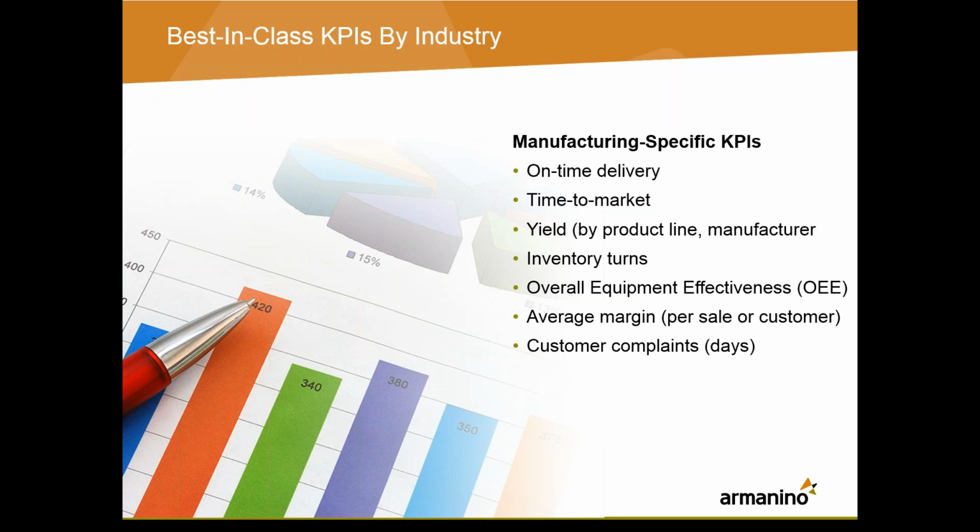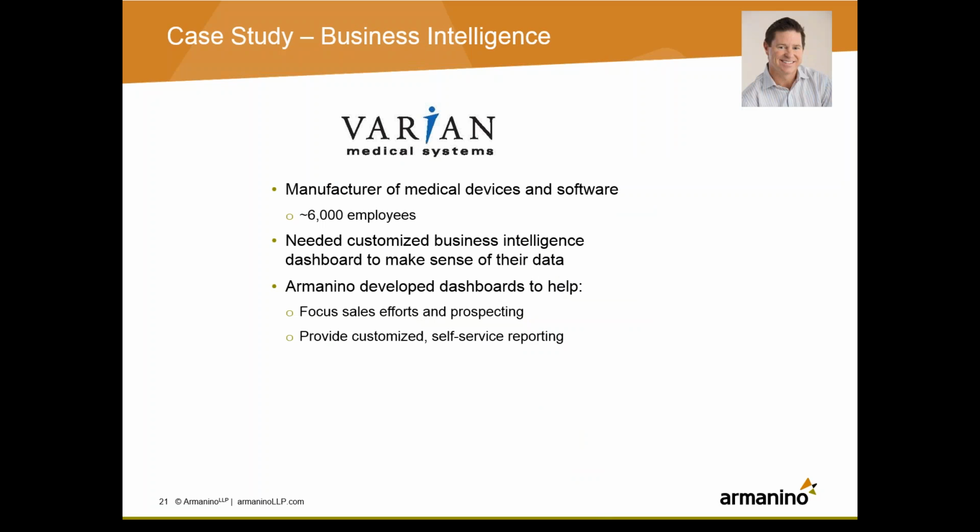Equipment effectiveness is a big one. Average margin per sale per customer, and then customer complaints. So the average number of days to close a customer complaint, including any corrective and preventative actions that accompany the claim. So we're seeing a lot of manufacturers build key KPI systems around these key industry metrics so that they can start moving from more of a historical reporting to a predictive model.